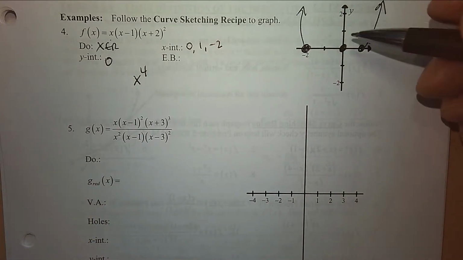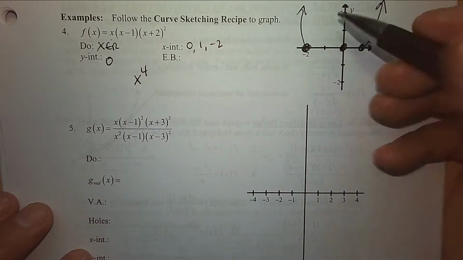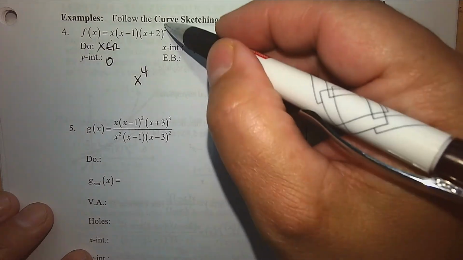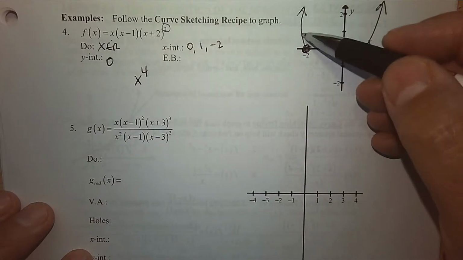But we do have this tool. Does it cross or touch at each x-intercept? So at negative 2, what kind of exponent is there? So that means it does not cross over, but just touches.